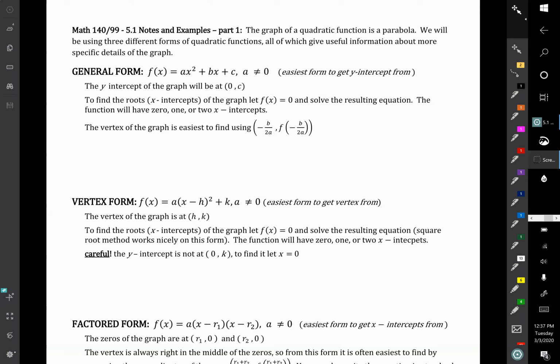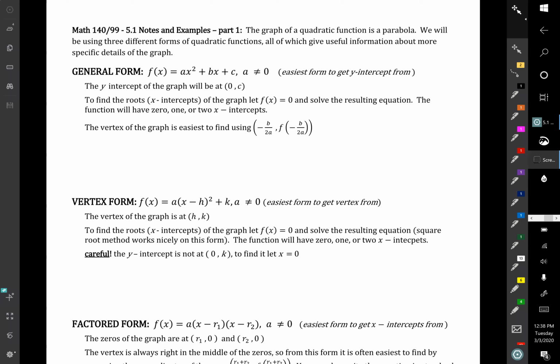Hey everyone, this video goes along with section 5.1 in your book, and that's about quadratic functions, and we are going to look at the graphs, which is the one piece we haven't done yet. We've done a lot of other things with quadratics, so a lot of this should be kind of review, and then we'll build on that and get into some newer material.